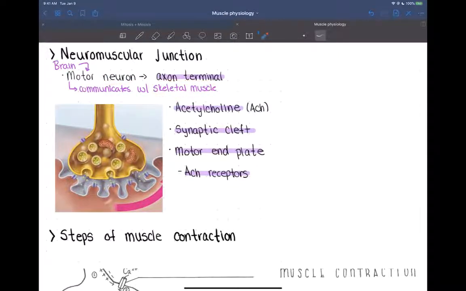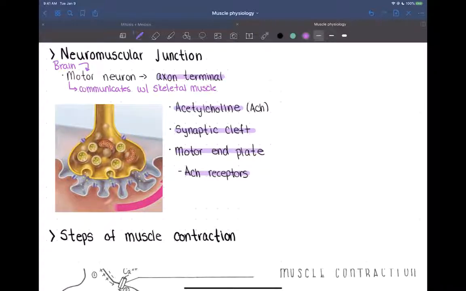The point where that information goes from the neuron to the muscle is the neuromuscular junction. That's where the neuron meets the muscle. Neuromuscular, and a junction where the two things meet. The part of the neuron that interacts with the muscle is called the axon terminal.